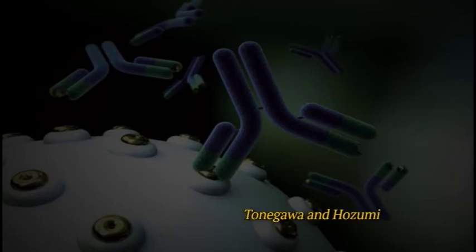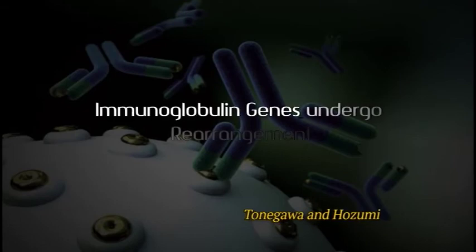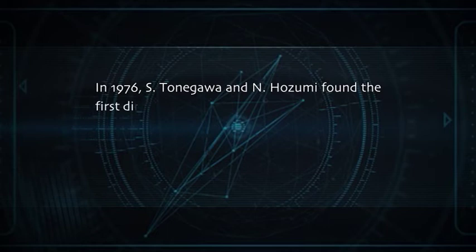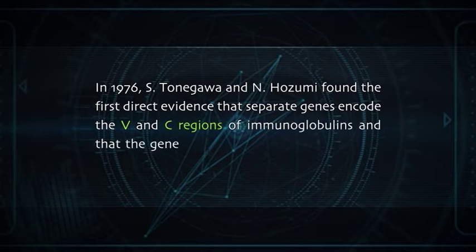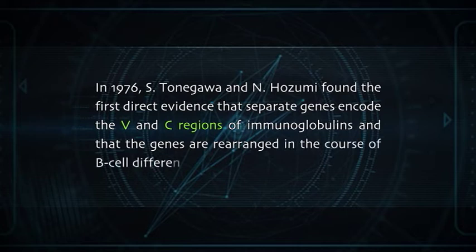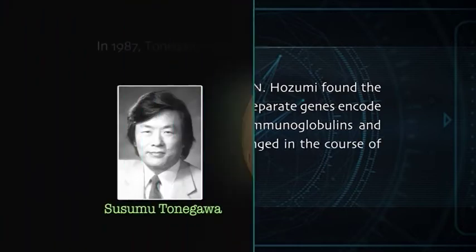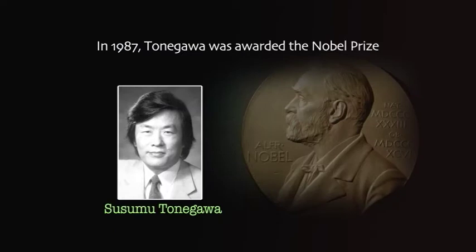Tonegawa and Hozumi showed that immunoglobulin genes undergo rearrangement. In 1976, S. Tonegawa and N. Hozumi found the first direct evidence that separate genes encode the V and C regions of immunoglobulins and that the genes are rearranged in the course of B-cell differentiation. In 1987, Tonegawa was awarded the Nobel Prize for this work.